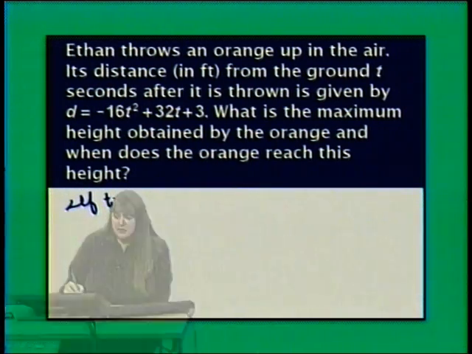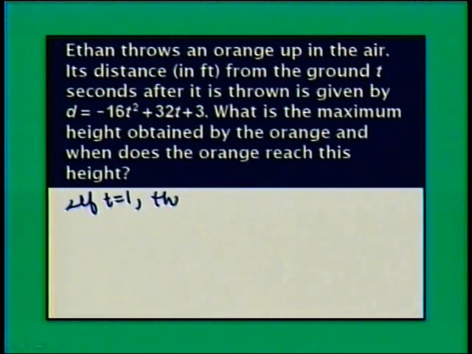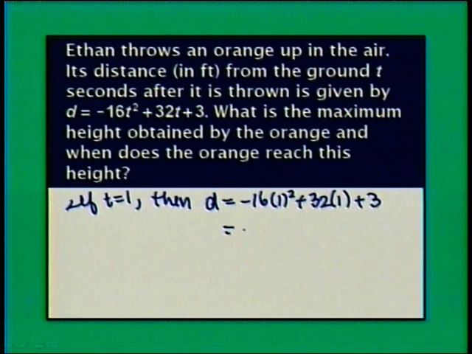And if t equals positive 1, then d is negative 16 times 1 squared plus 32 times 1 plus 3. That's negative 16 plus 32 plus 3. That's 16 plus 3, which is 19. So it looks like the maximum height obtained by the orange is 19 feet.